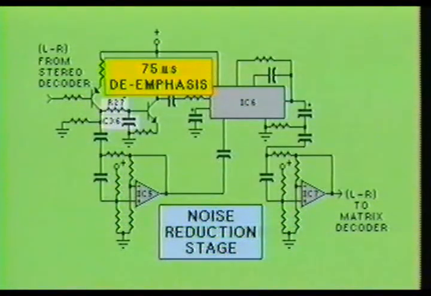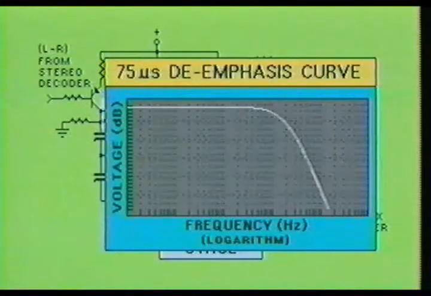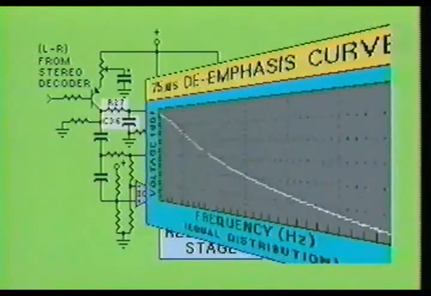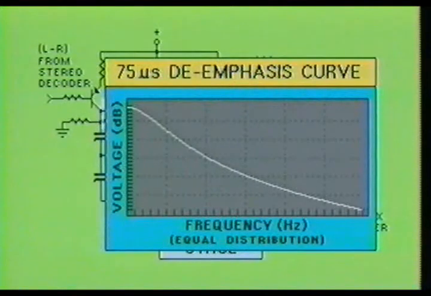A 75 microsecond de-emphasis circuit is provided after transistor Q1 by resistor R27 and capacitor C36. De-emphasis is needed because of the pre-emphasis at the transmitter. Here you see a chart showing the effect de-emphasis has on frequency versus audio level. This chart is plotted using a logarithm of frequency. Here you see the same data, but depicted with an equal frequency distribution.